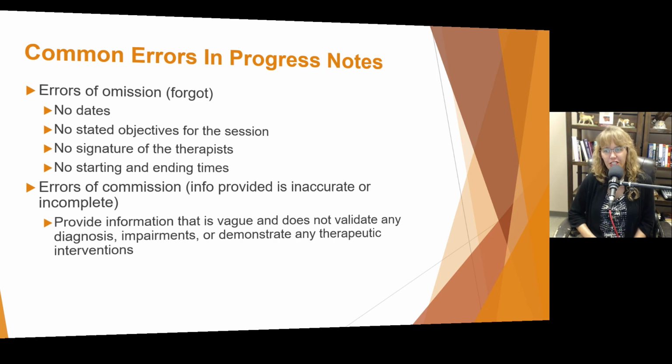Errors of commission are errors that happen because information that is provided is either inaccurate or incomplete. Don't provide information that is vague and doesn't validate any diagnosis, impairments, or demonstrate any therapeutic interventions. Don't talk just to talk. Make sure you're putting down information, you're relating it back to the treatment plan, which is tied into the assessment.